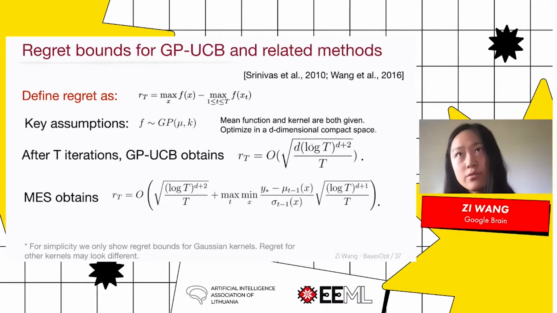I think the interesting thing to see here is that D is the dimension of the input, and as we increase the dimension of the input, we're going to get a worse regret bound. And for MES, it's doing something pretty similar. They also have an exponential dependency on the dimension, but the other terms are a little different. Anyways, these are the typical regret bounds that you may see in different papers. And a lot of times, the regret bounds are derived in a similar way to the GP-UCB method in Srinivas et al.